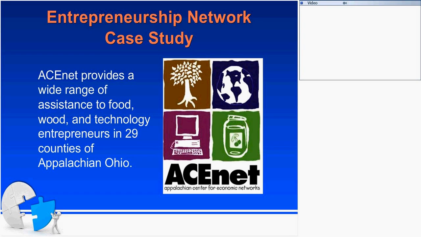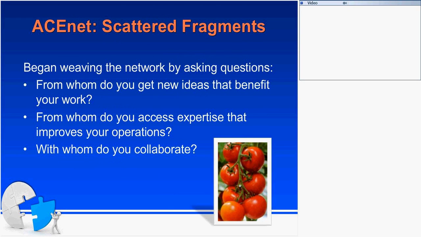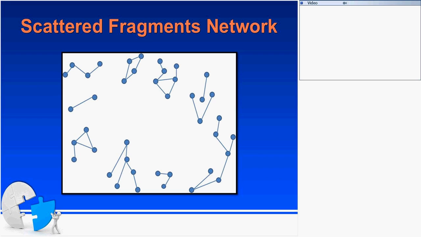Initially, AceNet reached out to those farmers to see how connected they were. What we decided to do was a little bit of surveying work, asking tomato farmers questions about who they work with and from whom they get advice. They turned all that data into a computer program and then mapped the connections. This is what we discovered.